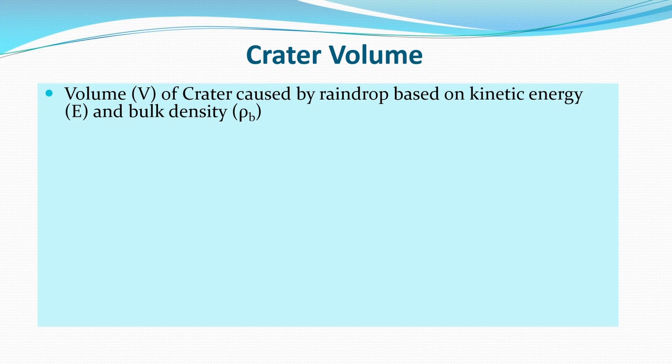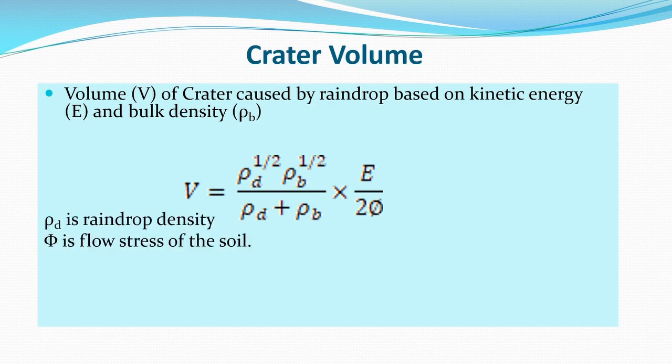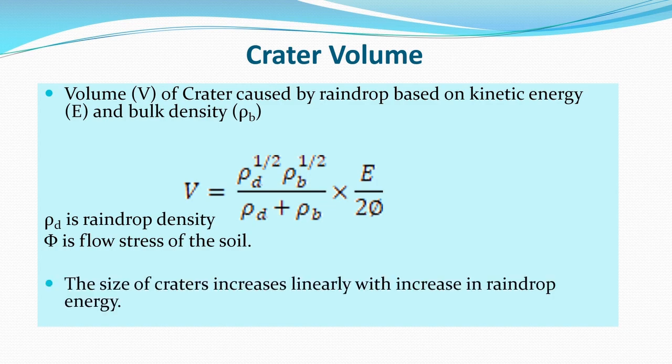Crater volume. Volume of crater which is caused by the raindrop based on the kinetic energy and bulk density can be given by V equal to rho d raised to half, rho b raised to half divided by rho d plus rho b multiplied by E by 2. Rho d is the raindrop density.